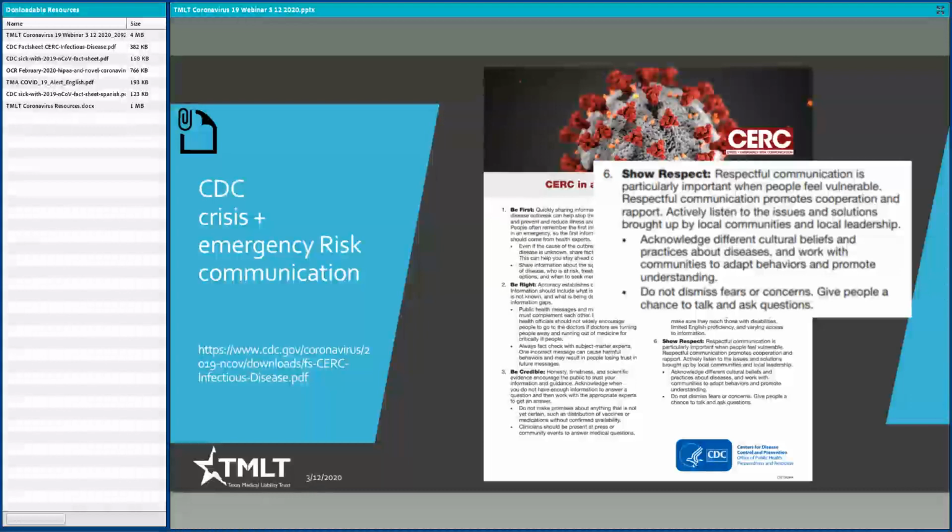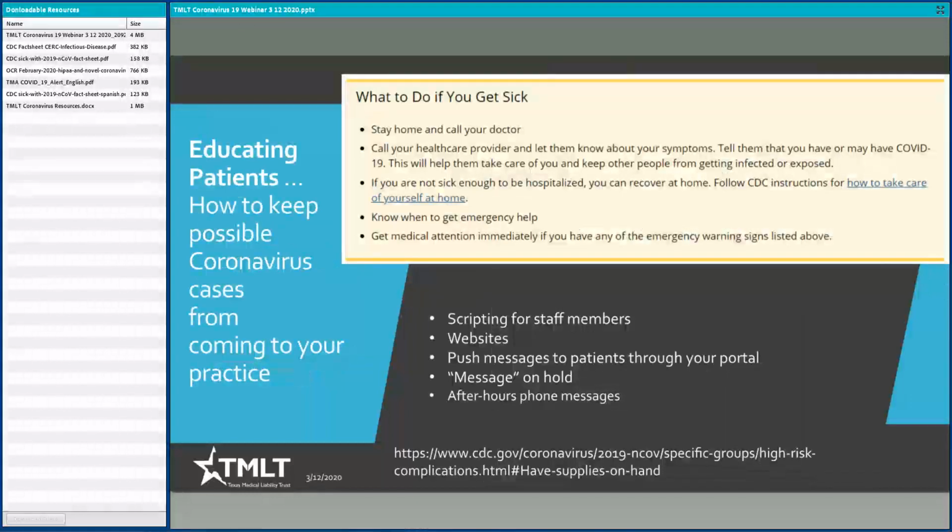Number 5, promote action. In an infectious disease outbreak, public understanding of and action on disease prevention is key to stopping the spread. And number 6, show respect. Being respectful in your communications is particularly important when people feel vulnerable. Respectful communication promotes coordination and rapport, and actively listening to issues and solutions brought up by local communities and local leadership further builds your credibility.